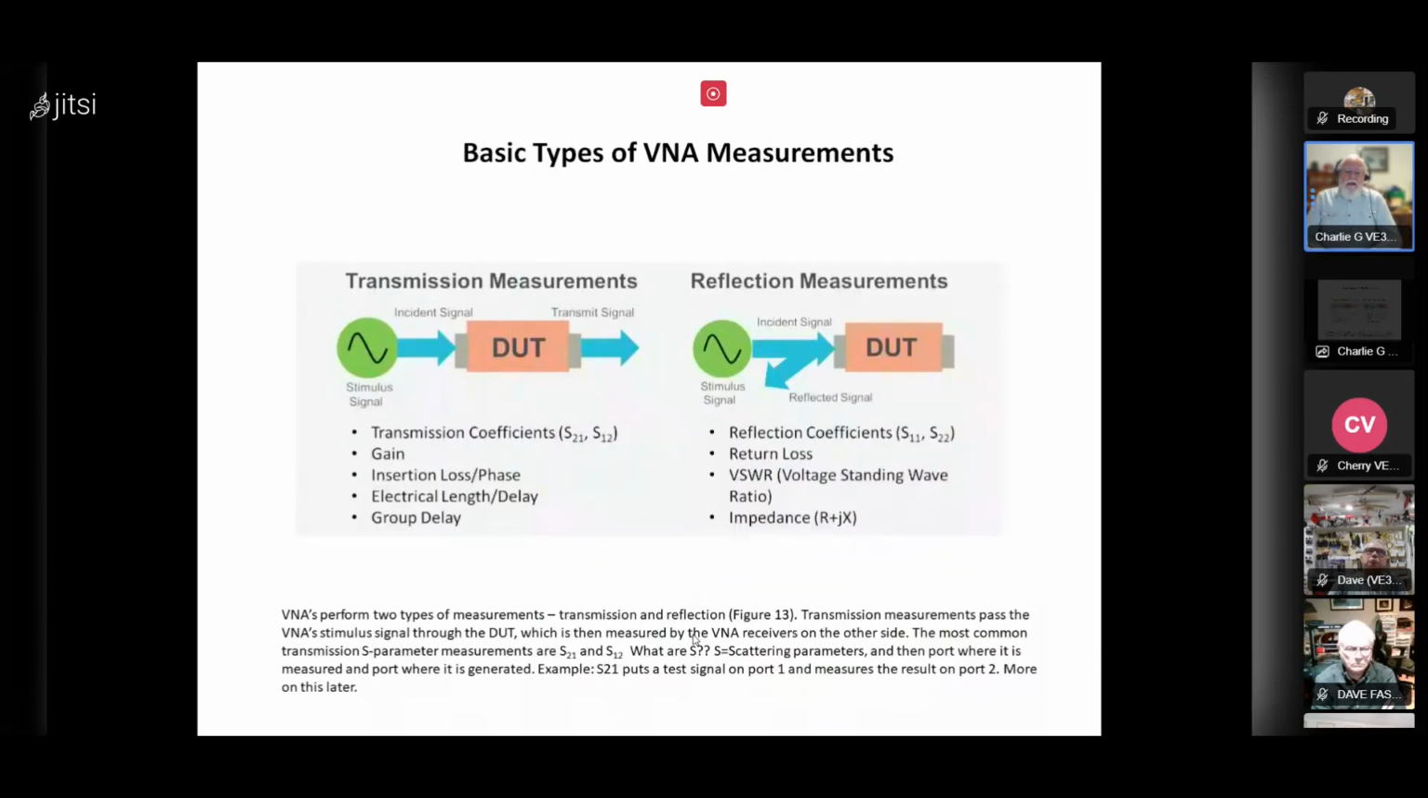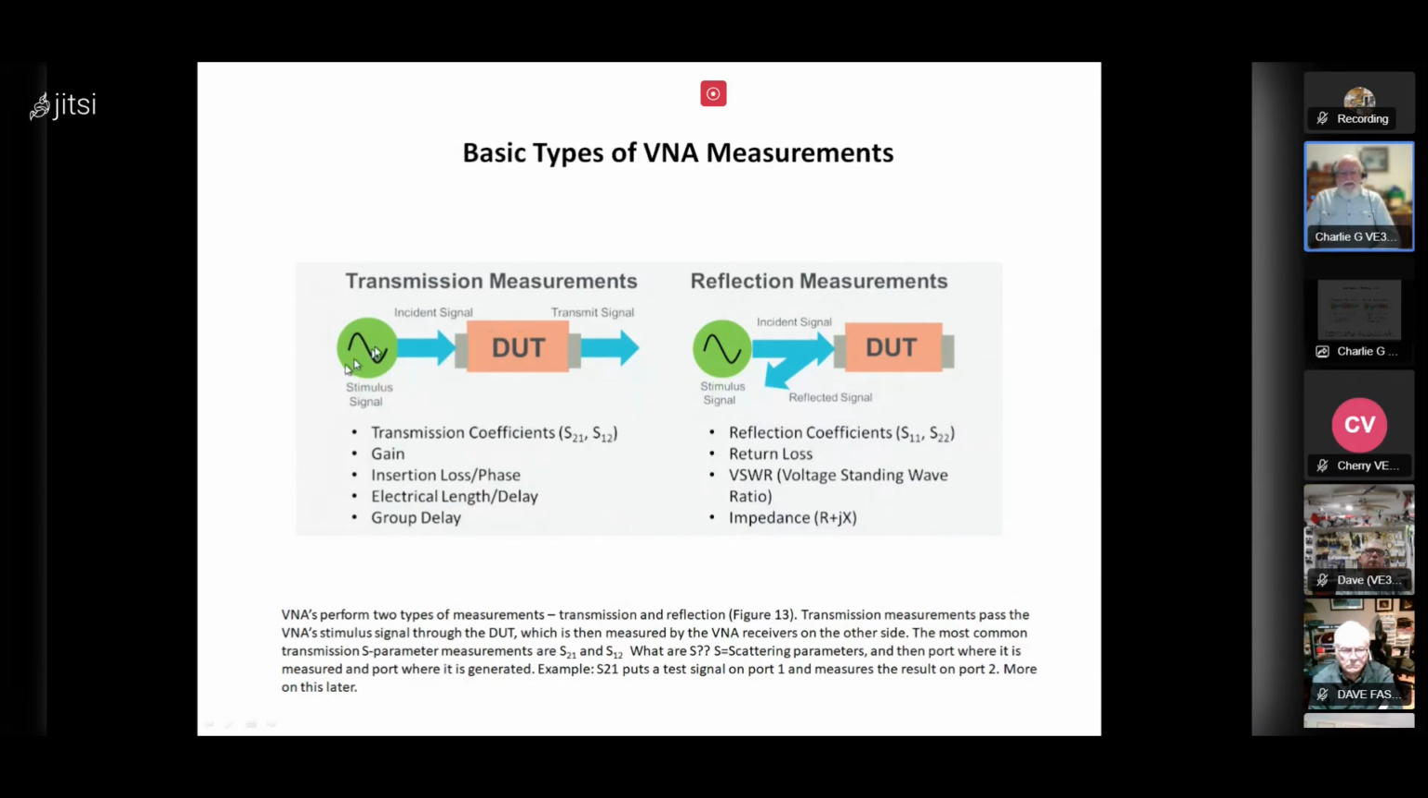There are two basic types of VNA measurements: transmission, where we take a stimulus signal, drive it through some device under test, and look at the output of it, or reflection measurements, where we take that signal and look at what is bounced back or reflected off the device under test. VNAs are typically a transmitter and a number of receivers that look at either the signal going completely through or that reflected signal.